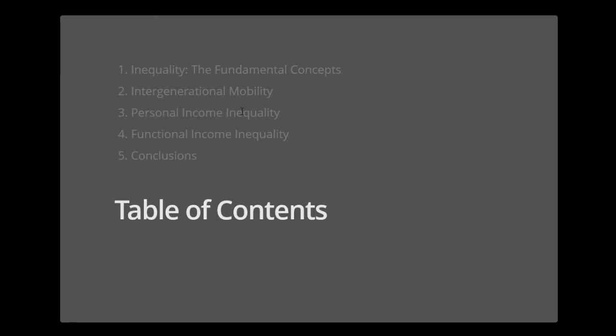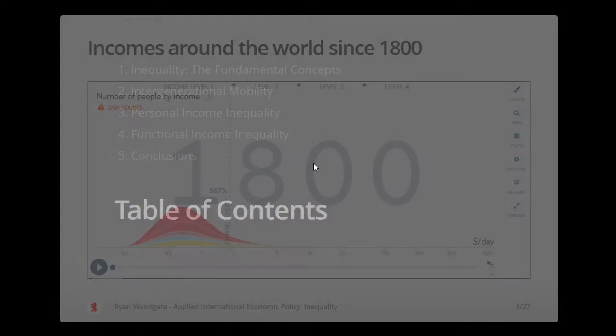Then we have personal income inequality. Perhaps this is the one you're most familiar with. This is the difference between incomes between people or sections of society when ordered from poorest to richest. And then we have functional income inequality, and we'll get into what that means a little later on.